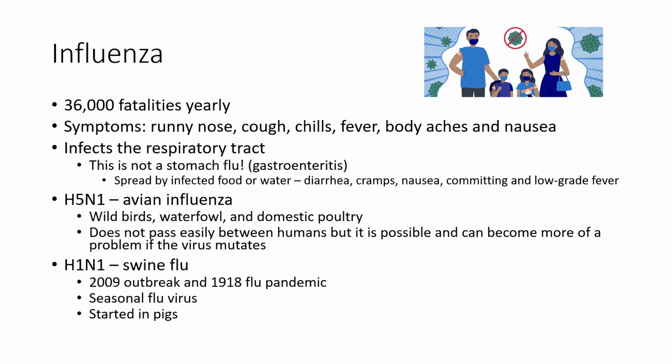H5N1, or the avian influenza, is transferred through wild birds, waterfowl, and domestic poultry. So if domestic poultry seems like something that potentially you would have come in contact with, such as chicken or turkeys, then that probably sounds familiar, right? It does not pass easily between humans, but it is possible and can become more of a problem if the virus mutates. Again, going back to viruses are constantly mutating.